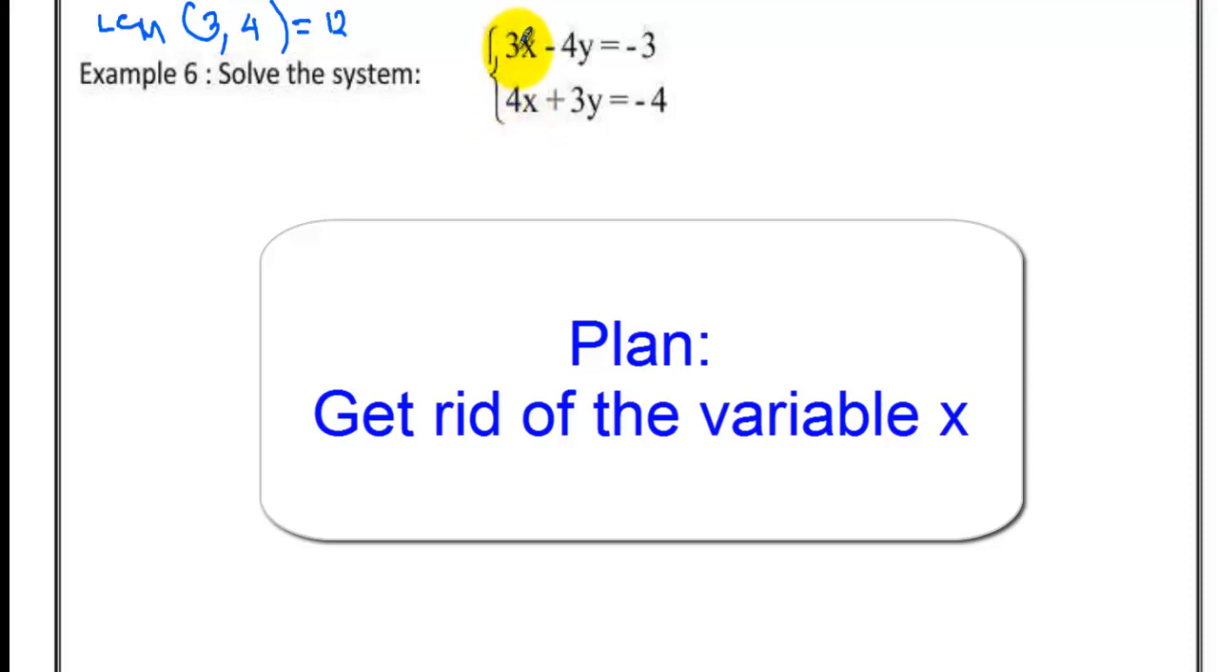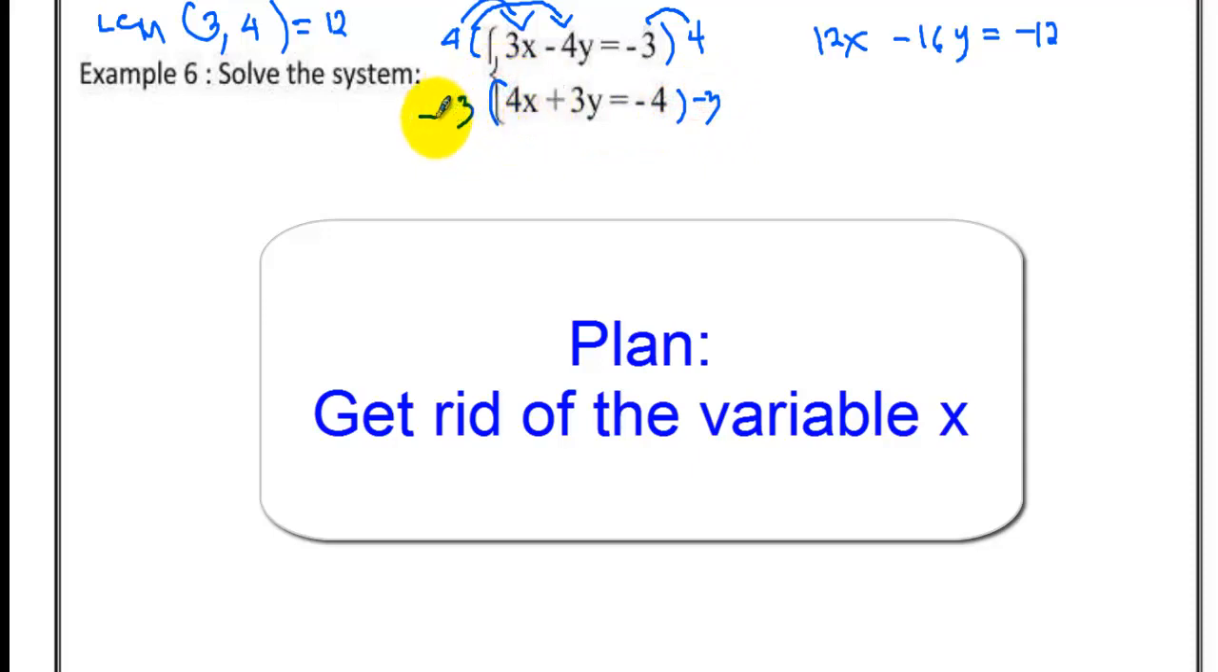So how can we make this equal to 12? Multiply it by 4. So now 4 times 3x is 12x. 4 times negative 4y is negative 16y. And then 4 times negative 3 is equal to negative 12. Next, I'm going to make this equal to negative 12. So I'm going to multiply by negative 3.